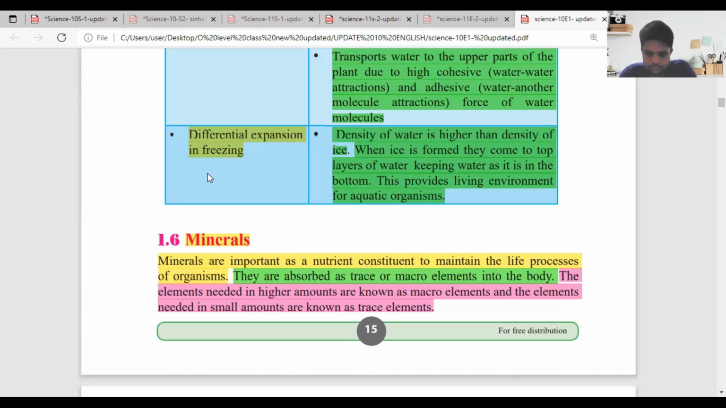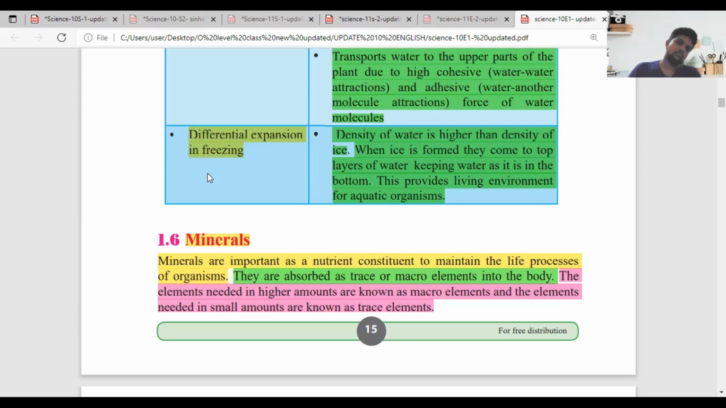The fourth property is differential expansion in freezing. The density of water is higher than the density of ice. When ice is formed, it comes to the top layers of water, keeping the water as it is in the bottom. This provides a living environment for aquatic organisms. Okay, good, nice. That is the thing that I want to explain to you.